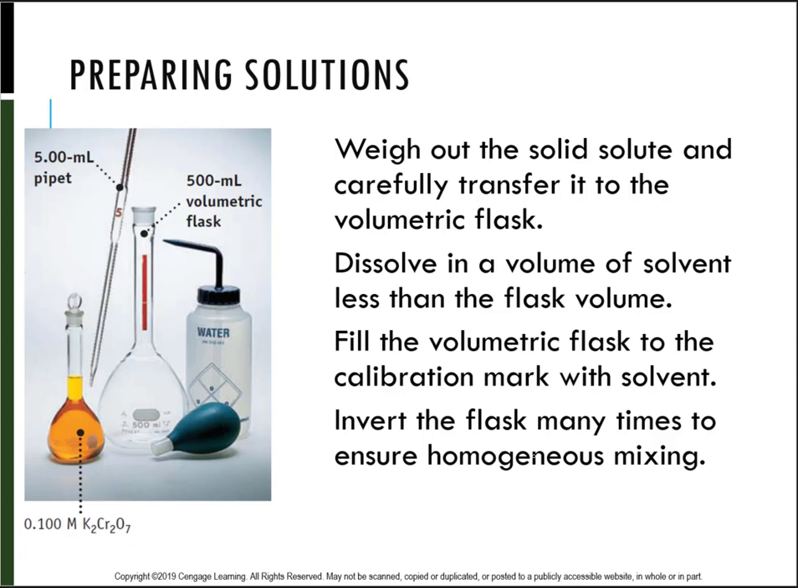So this is telling us again, you weigh out your solid solute, transfer it to the flask, and dissolve it in your solvent, which you want to do with less than the full volume. So do it in a half amount or a third of an amount, and then you fill it all the way up to the calibration mark. Then you put a stopper on the top of your flask, invert it, and shake it as many times as needed to make sure that it's all mixed up.